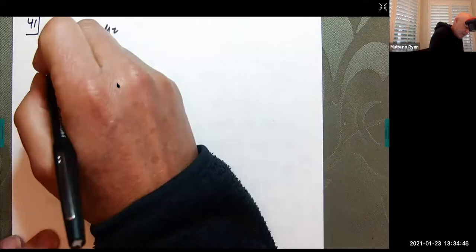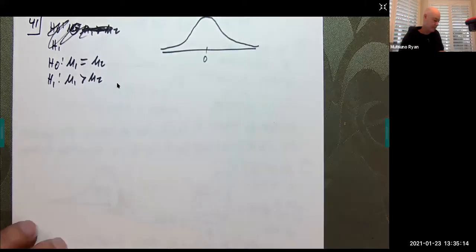And our alternative hypothesis, let's start that over. Our alternative hypothesis is there. And they give us lots of information here. Before we do that, let's set up our critical region. All right, because it's greater than, that means it's going to be right-tailed.